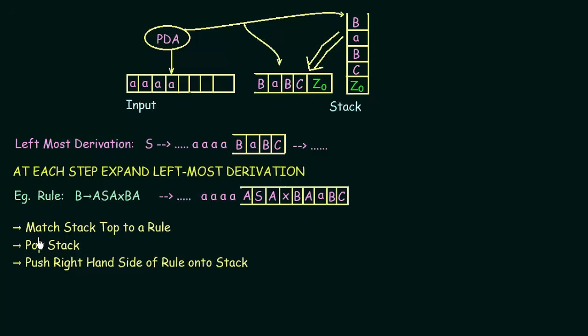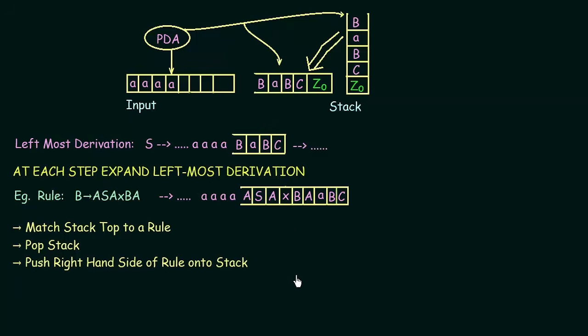So what we do is we match the stack top to a rule. The stack top, which is this one, we match it to a rule. Is there any rule that is matching the top of the stack? And if it is there, pop the stack. That means pop the topmost element of the stack which was matching the rule, and then push the right hand side of the rule onto the stack. So that is what you have to do when you have a non-terminal on the topmost of your stack.